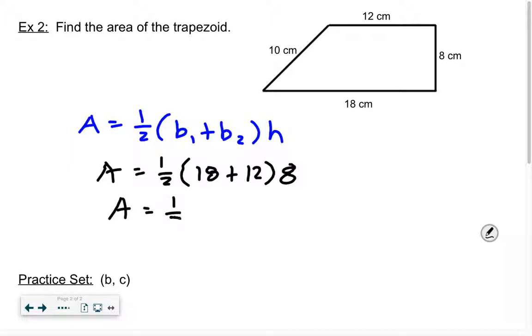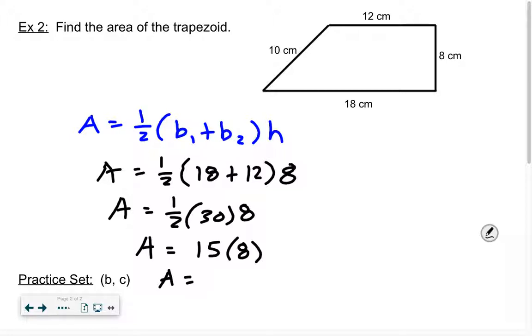Area is equal to 1/2. 18 and 12 will get us 30. Half of 30 is 15. So 15 times 8, we come up with 120 centimeters squared.